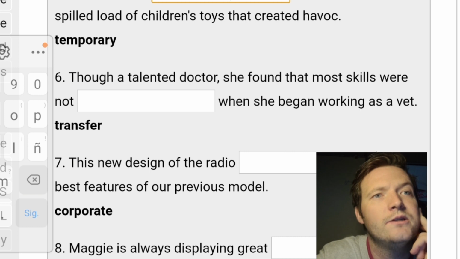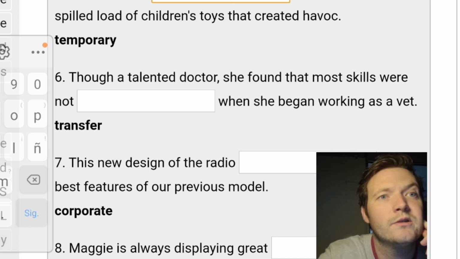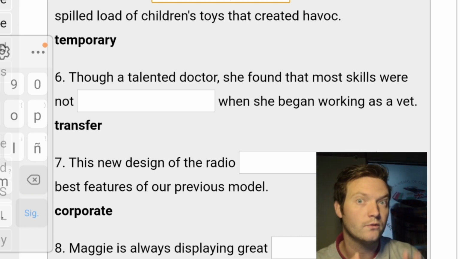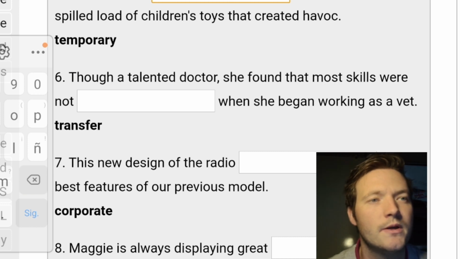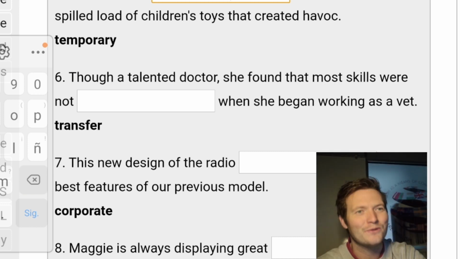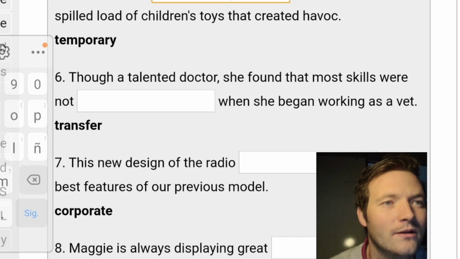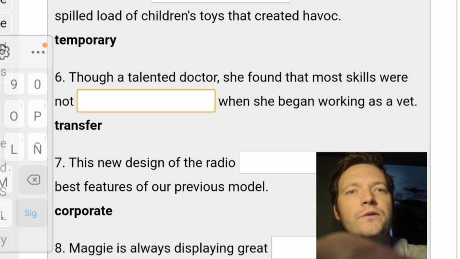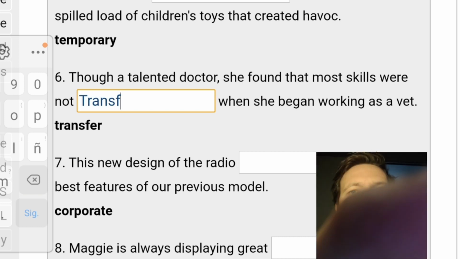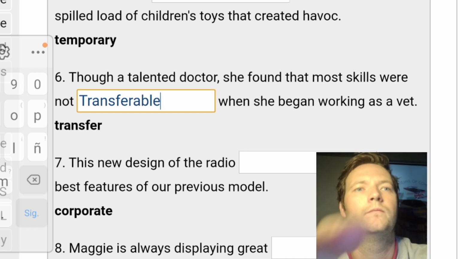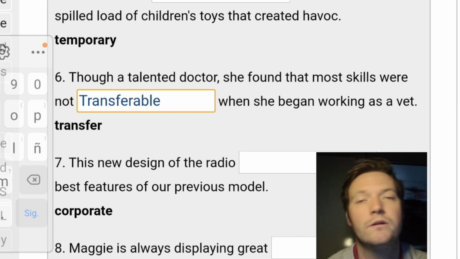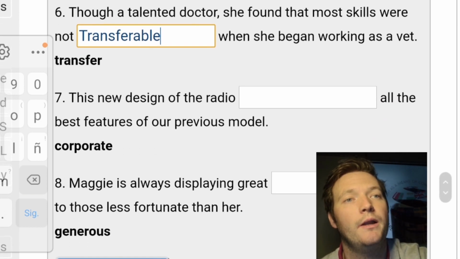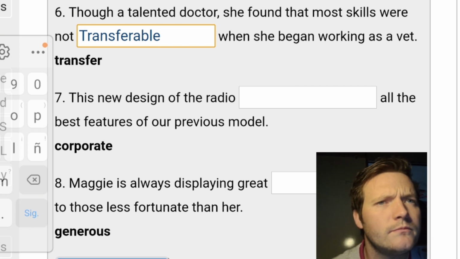Number 6. Though a talented doctor, she found that most skills were not transfer when she began working as a vet. So she couldn't use the skills she'd acquired as a doctor on animals. And you definitely can't use the skills you acquire on animals to work on humans, or at least not legally, I don't think. So they were not, I think we say transferable. Transferable. So it didn't really apply. A lot of the things that she learned about human medicine didn't really apply when working on animals.